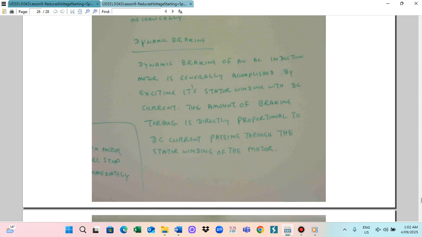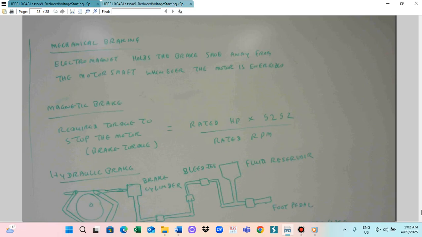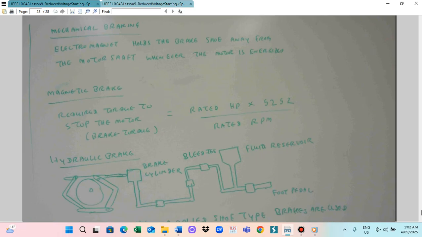The advantages are no friction, wear or maintenance, it is adjustable, and it has short stopping capacity. The disadvantage is that the electric motor brake will not stop the motor if the power is lost or disconnected. So alternatively, we can also utilize mechanical braking. Electromagnets pull the brake shoe away from the motor shaft whenever the motor is energized. In this case, it is the magnetic brake.